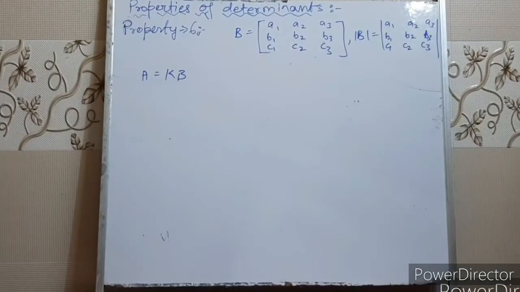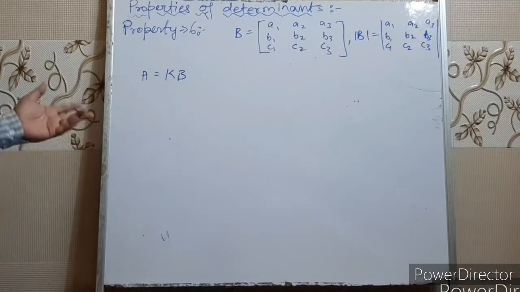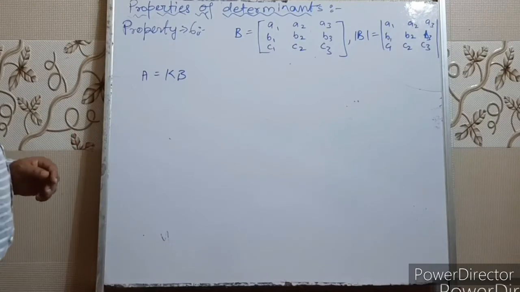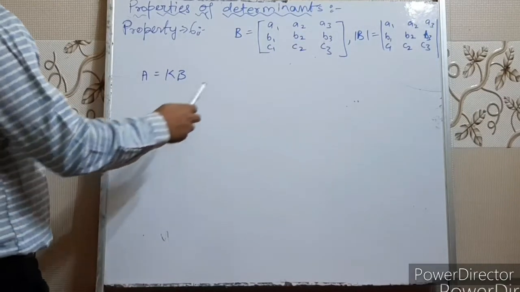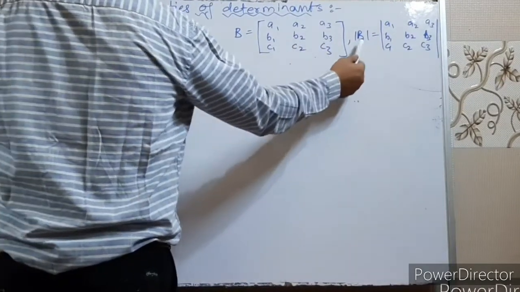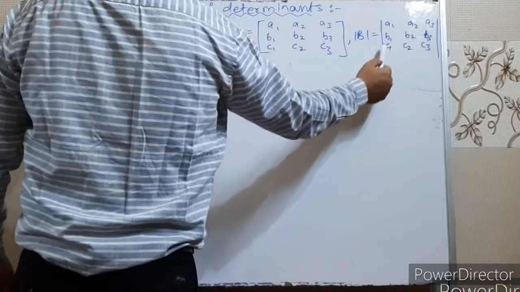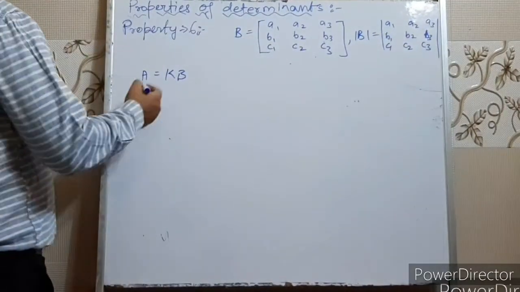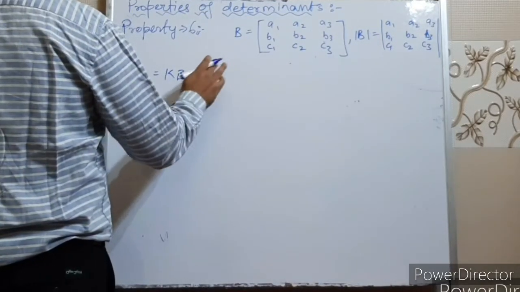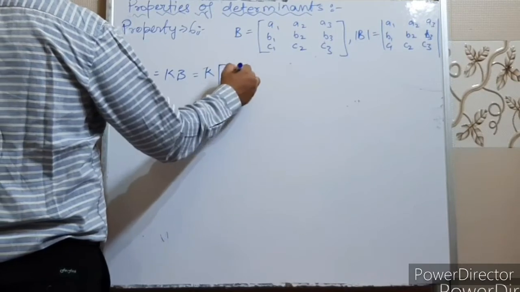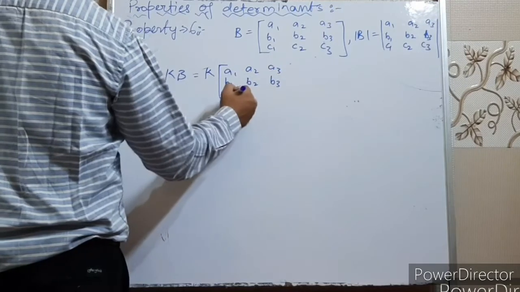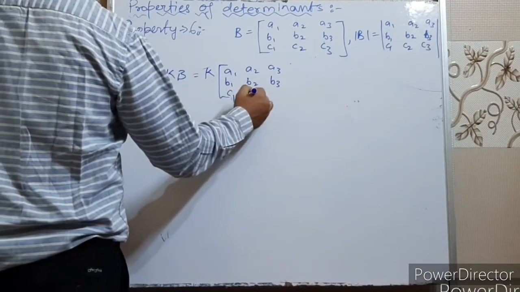Now children, we obtain one result by using property 6: any term can be multiplied in any row or any column, and the determinant will also be multiplied by the same term. Suppose there is a matrix B which has the elements A1, A2, A3, B1, B2, B3, C1, C2, C3. So the determinant of B will be again A1, A2, A3 and so on, in determinant form. Suppose there is a matrix A which is K times B. So the matrix A will be K into the matrix B, which is A1, A2, A3, B1, B2, B3, C1, C2, C3.